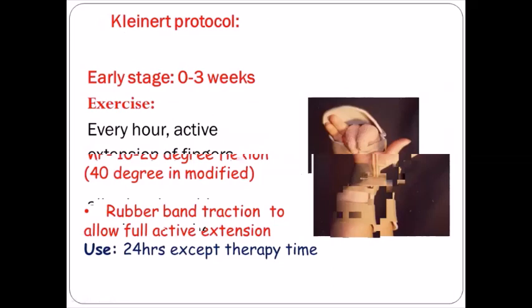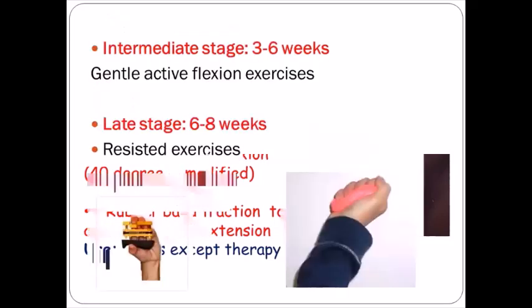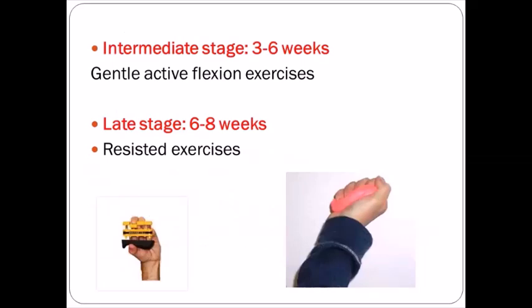Now in the Cleanard protocol, the exercise is done every hour inside the splint, 10 times, allowing the rubber band to flex the finger. The same exercise, nothing else you are going to do. The rubber band is going to pull, and you are going to actively extend the finger inside the dorsal blocking splint. In the intermediate stage, gentle active exercises, and in the late stage, resisted exercises are done. We will discuss the preferred approach that I am following in my department. I am not going into that in detail because I am not using the actual Cleanard approach. I am using my own preferred approach, although it is based on Cleanard.